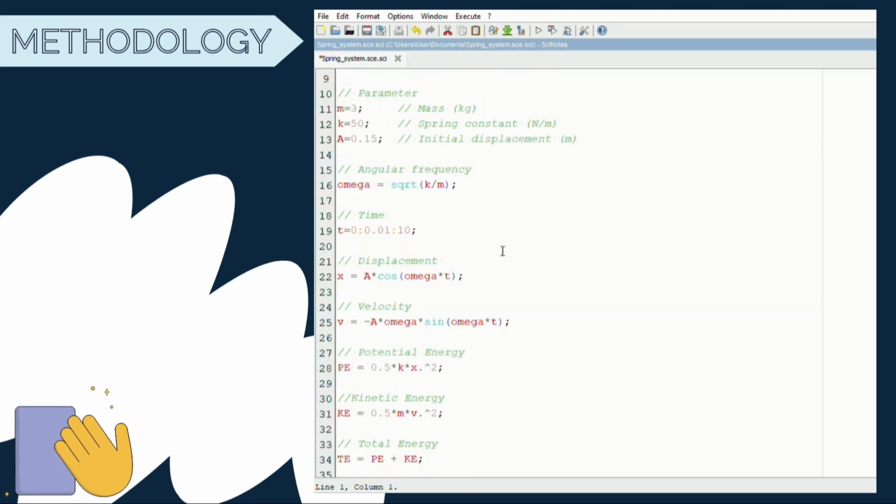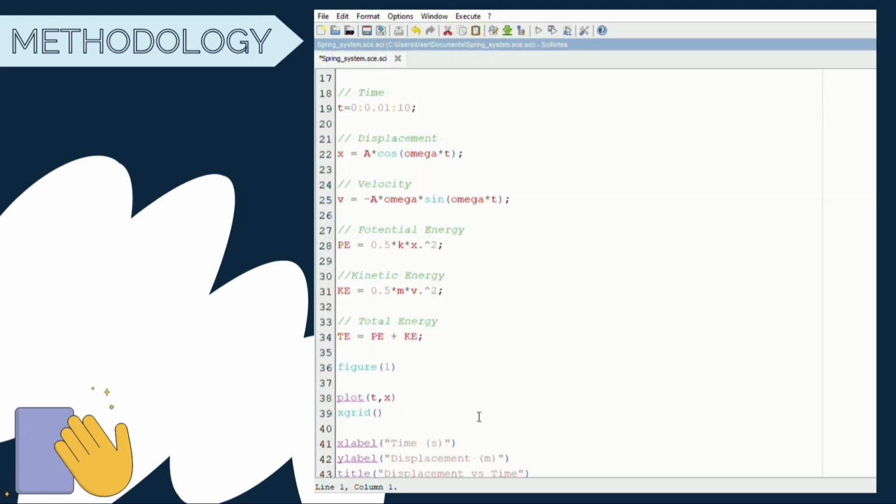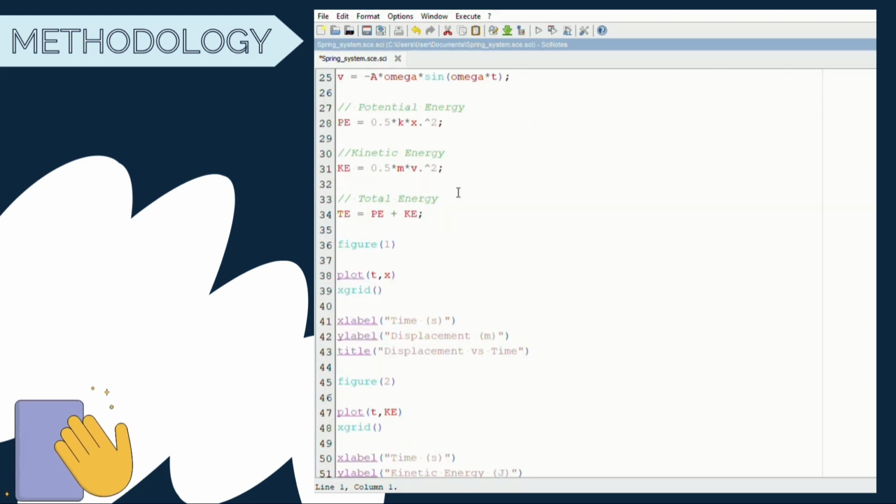A time vector from 0 to 10 seconds with an interval of 0.01 second was created to simulate the motion. The displacement and velocity of the mass were calculated using the equation of simple harmonic motion. The potential energy, kinetic energy, and total mechanical energy were computed using the corresponding energy equations.